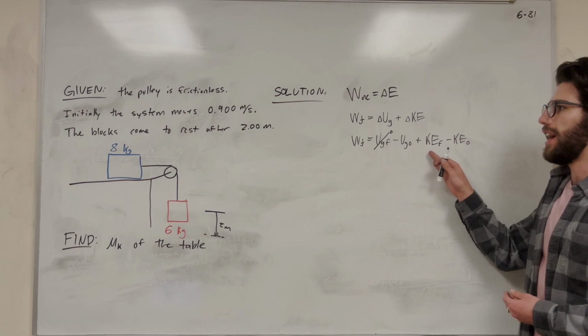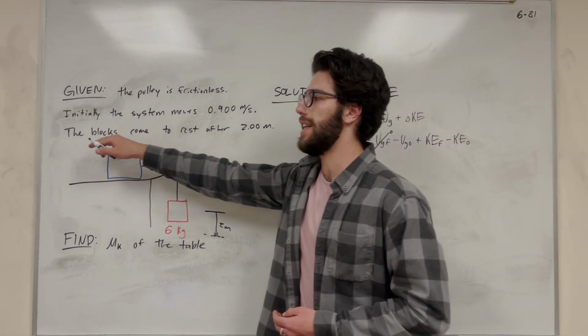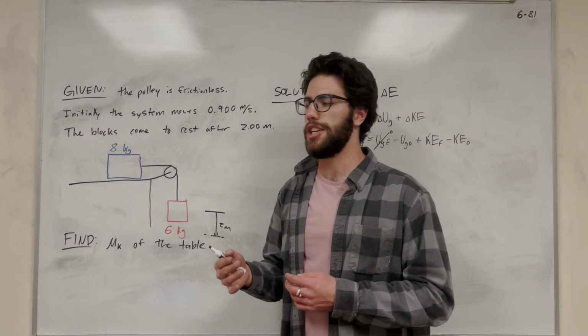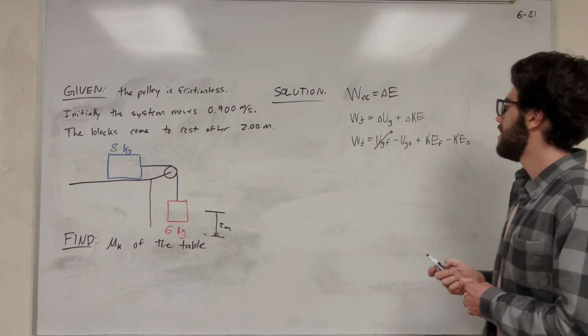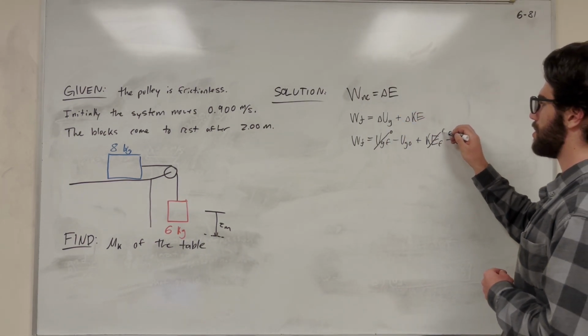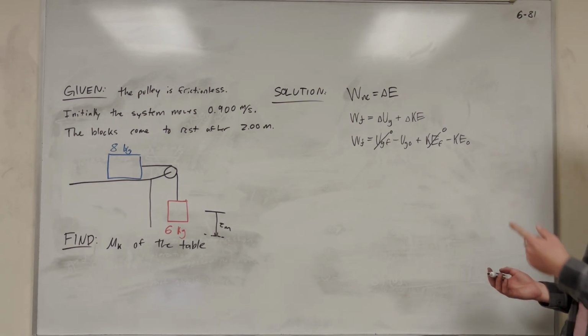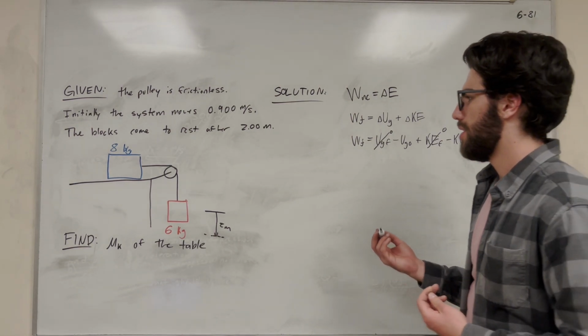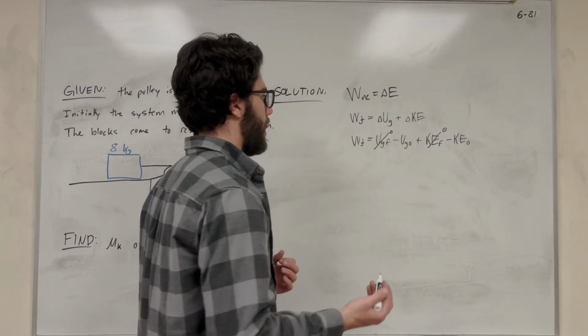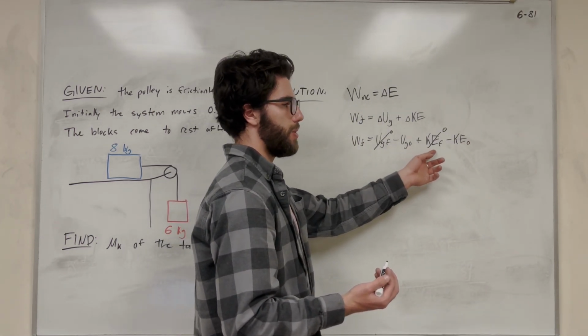So kinetic energy final. We know that the blocks are going to come to rest, so we're taking our final condition to be after the blocks come to rest. So final, we're going to set that equal to 0, because they're going to have no velocity at the end. However, we know that they have an initial kinetic energy, so that's going to be equal to something. Now let's go ahead and expand this equation, now that we know these are equal to 0.